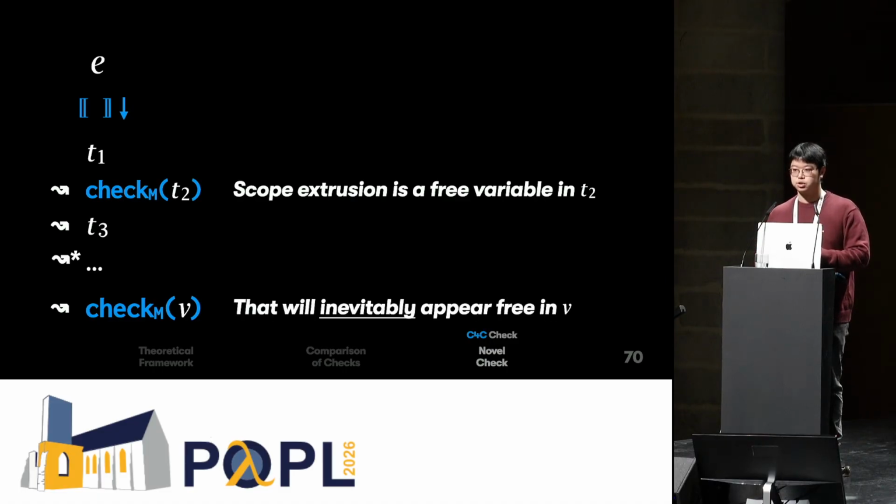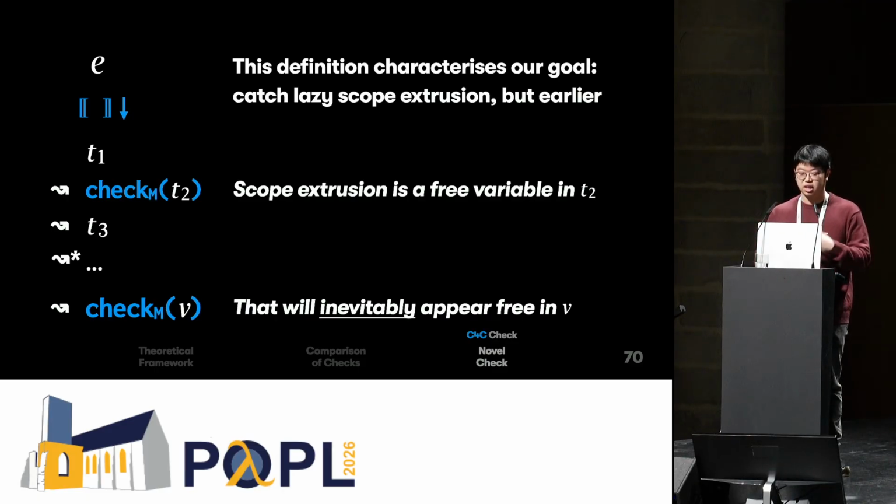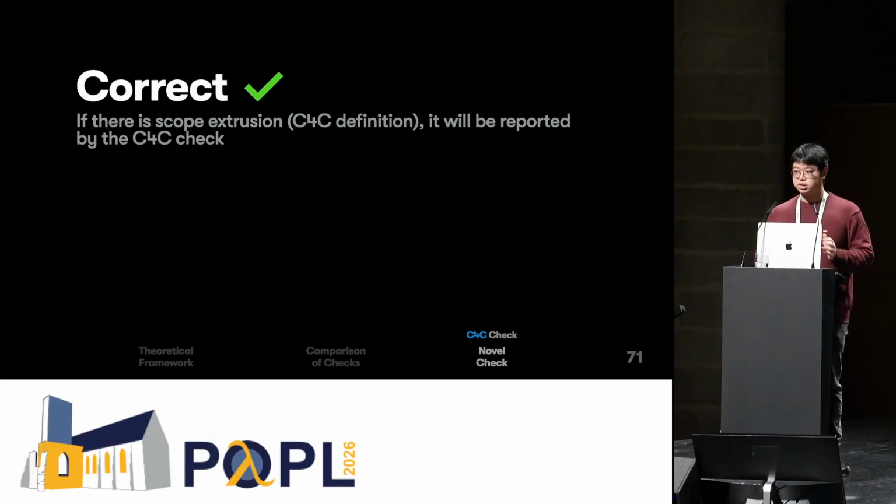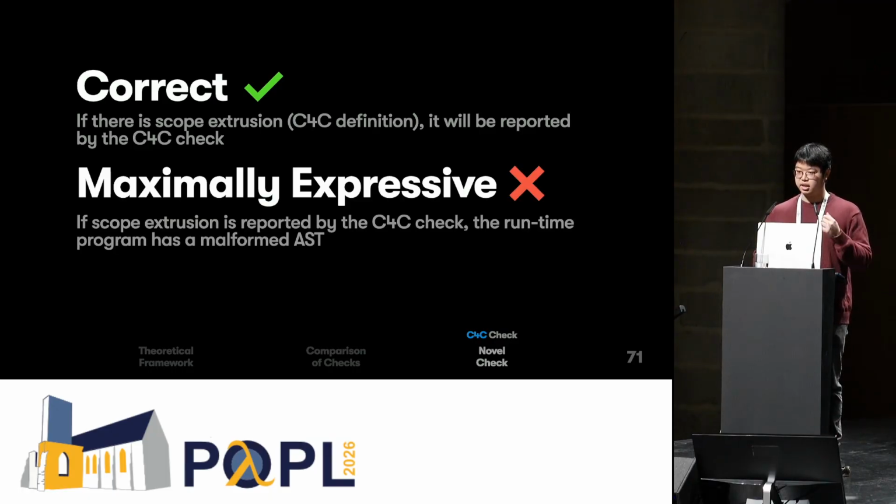But unlike eager scope extrusion, it's not just a free variable in an intermediate state, but a free variable that must be free at the end result of evaluation. So that simulates the lazy check, or has the same idea as the lazy check. And so that characterizes our goal. We want to catch lazy scope extrusion, not eager scope extrusion, but we just want to do it earlier. So our C4C check is correct, but unfortunately, it's not maximally expressive.